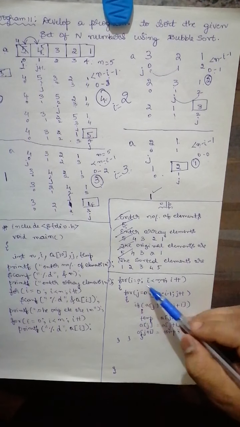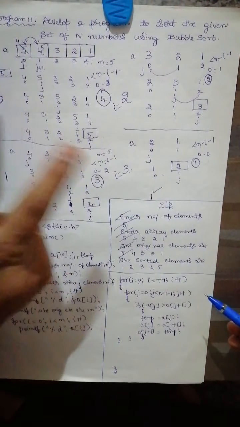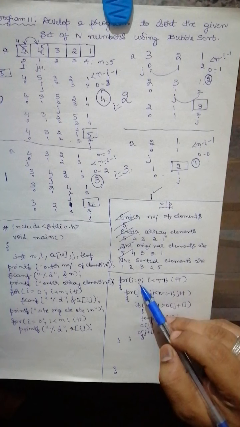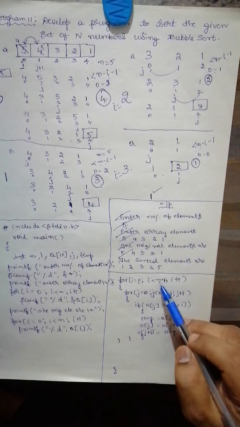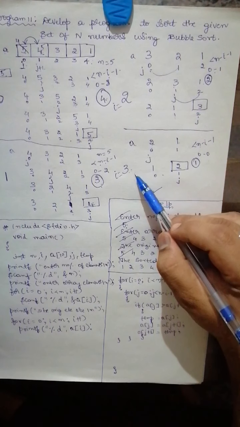How many times will the outer for loop execute? If there are 5 elements, it should execute 4 times, starting from 0 up to 3. So the condition will be written like this: 0 up to less than n minus 1. 5 minus 1 is 4. Less than 4 means up to 3 it will traverse. That is what I want.